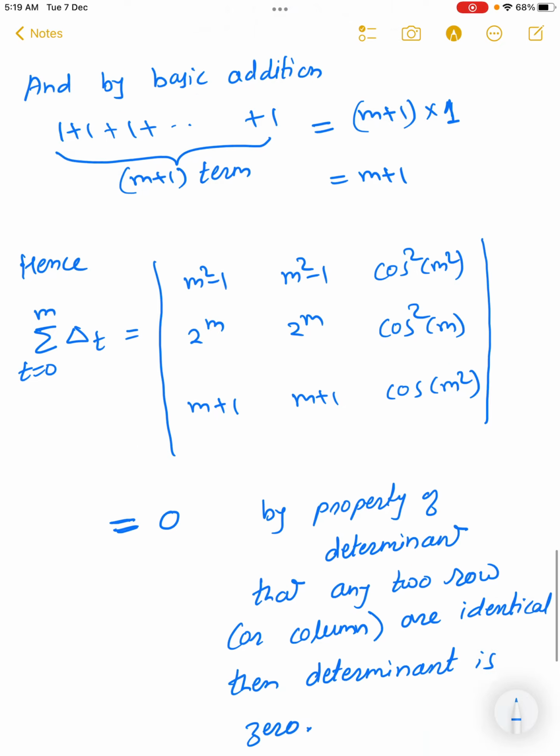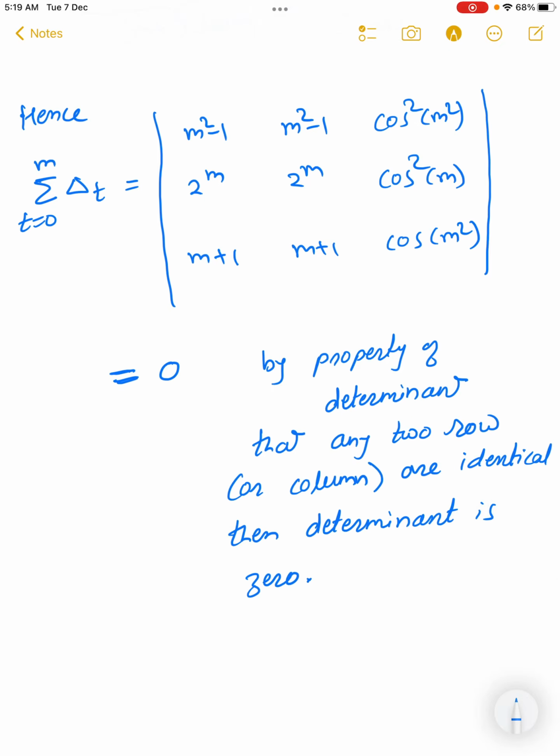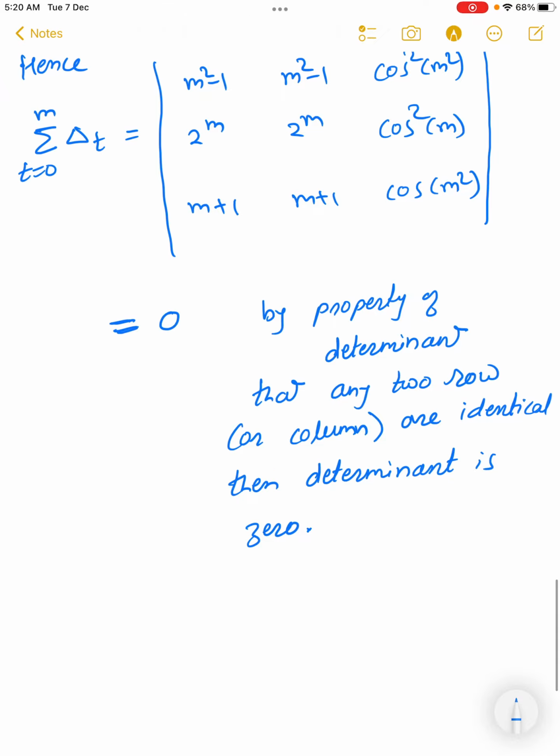We also know another property of determinants: when two rows or two columns are identical, the determinant is 0. So we land on our answer that the summation of delta t from 0 to m is 0. That's it. Thank you.